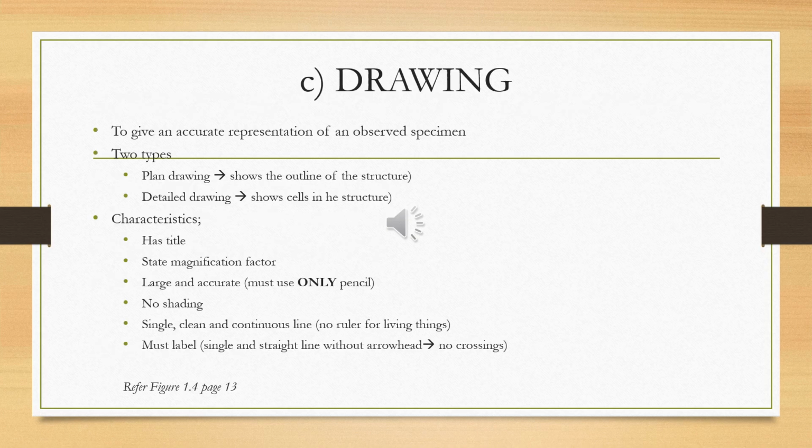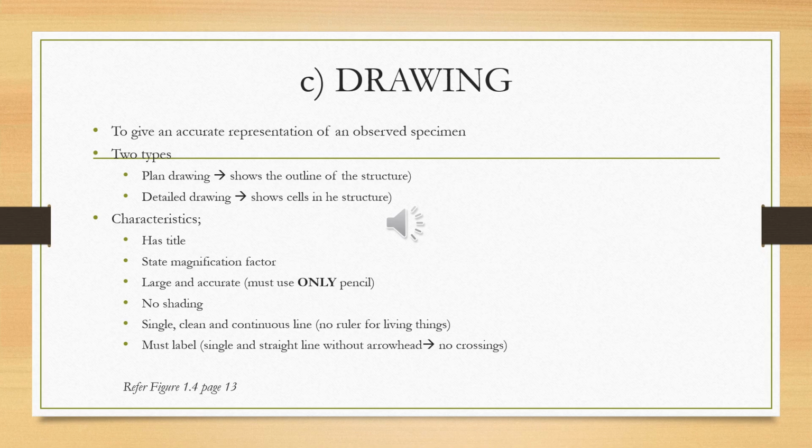Okay, drawing is the third way of communicating in biology. Drawing is also common, just like line graphs. The function of drawing is to give an accurate representation of an observed specimen, meaning the diagram should be simple but functional and informative. So in biological drawing, labels are a must.